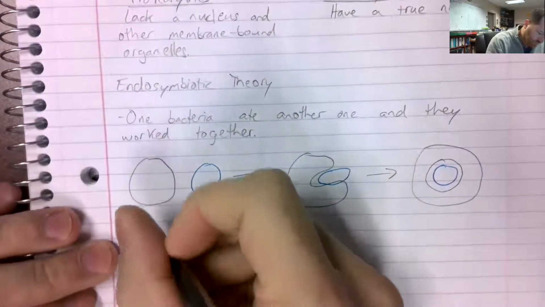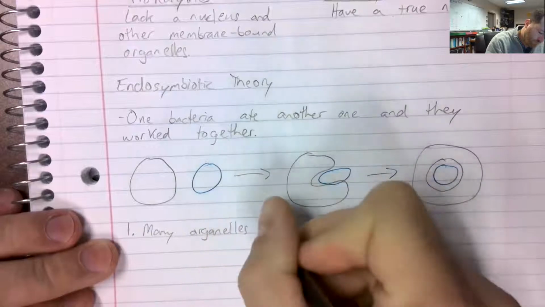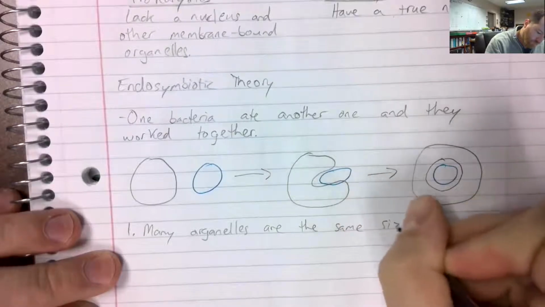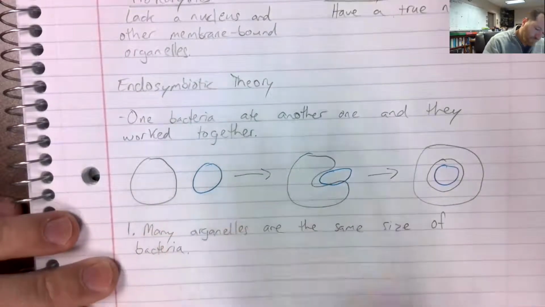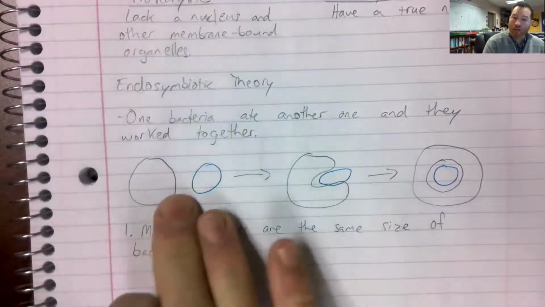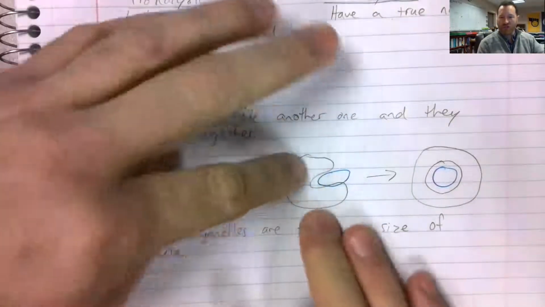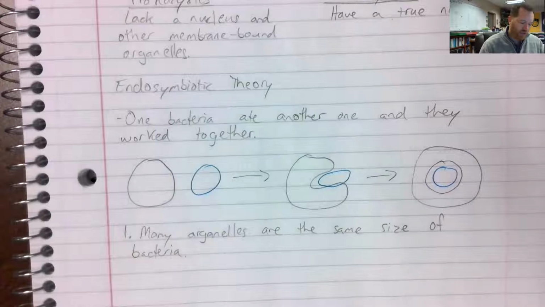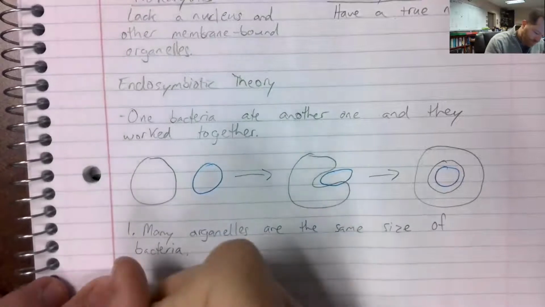Number one, a lot of our organelles, and we usually talk about the mitochondria and the chloroplast, but a lot of organelles are the same size as bacteria. So our eukaryotic cells, the cell that ate the other one, have grown, they've gotten larger, they've gotten more specific with what they do. But the organelles inside of them are still about the same size as a bacteria cell.